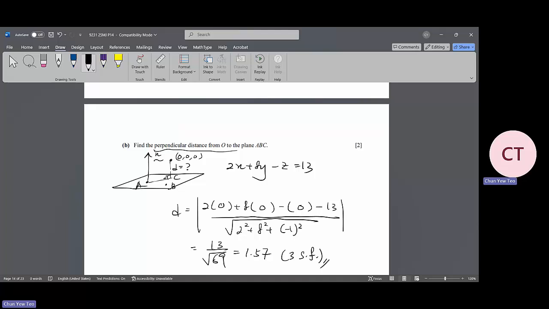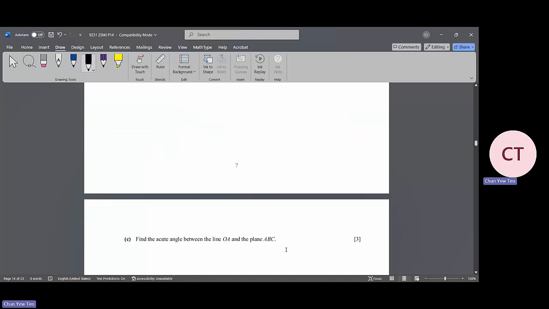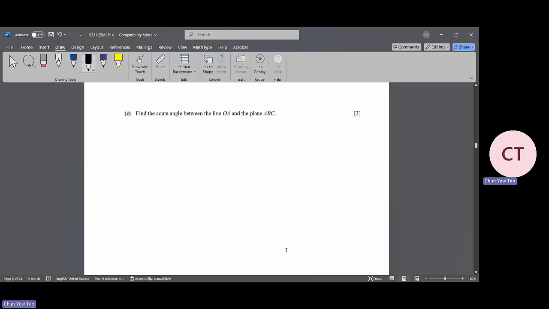Move on. We have question number 3C. Find the acute angle between the line OA and the plane ABC. Okay. So the plane ABC, we already have the normal. Just now this is the plane ABC.